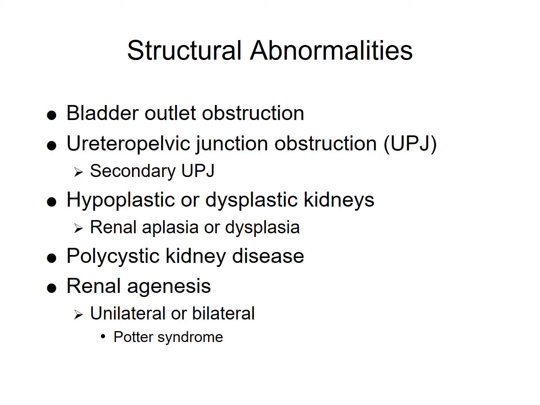So structural abnormalities can include these: bladder outlet obstruction, uteropelvic junction obstruction, hypoplastic or dysplastic kidneys, polycystic kidney disease, or renal agenesis, or Potter syndrome. With renal agenesis, the infant is born without kidneys. They either don't have kidneys, there's the absence of kidneys, or they are born with kidneys that do not function. And this is an incompatibility with life syndrome. So infants born with renal agenesis will not survive.